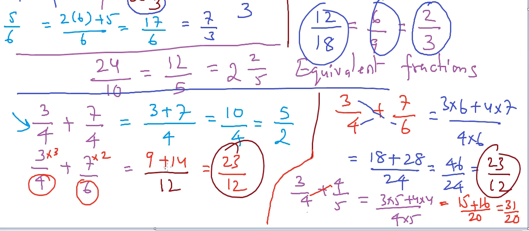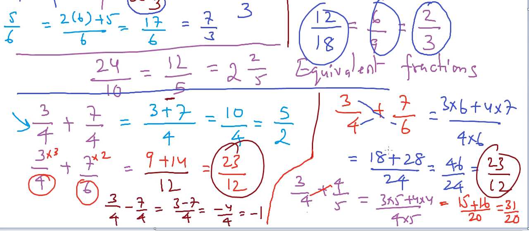Subtraction works the same way. The only thing is when you subtract, instead of plus you will use minus. That's all. Suppose it's 3 by 4 minus 7 by 4. Then this will become 3 minus 7. 3 minus 7 is what? It is minus 4. So minus 4 by 4. So 3 by 4 minus 7 by 4 is equal to 3 minus 7 by 4, which is equal to minus 4 by 4. Minus 4 by 4 is minus 1.